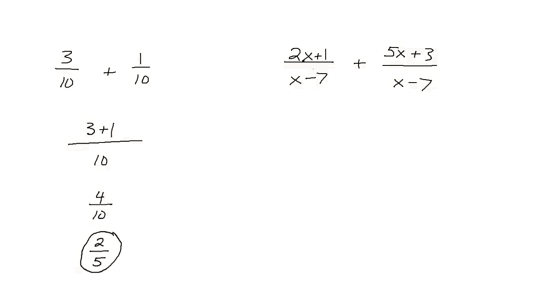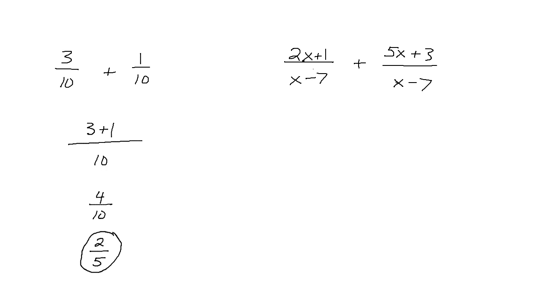Hi there. I'm going to go over a few examples of adding and subtracting rational expressions, and then we'll take a little look at complex fractions as well. So first of all, if I just look at numbers, when I add or subtract fractions, I have to have a common denominator. So if I have 3/10 plus 1/10, I add the 3 plus 1, and I get 4/10. And if I can simplify that, I will. And in this case, 4/10 simplifies to 2/5.